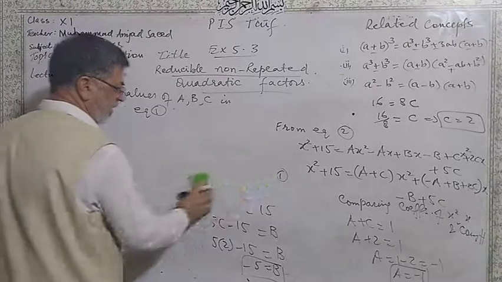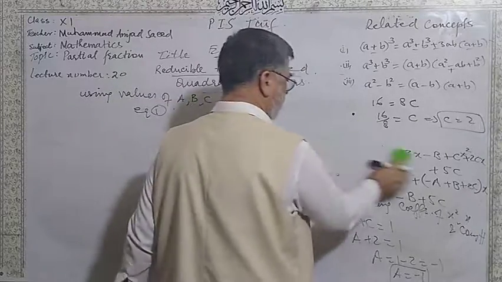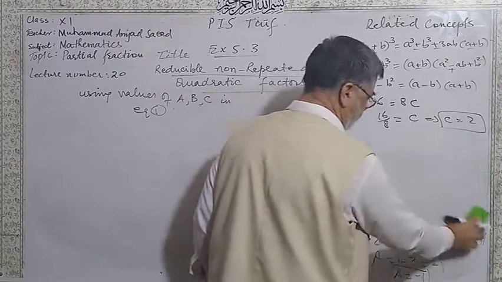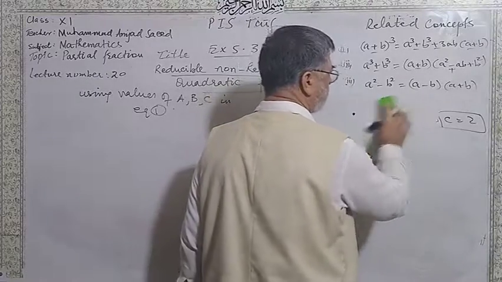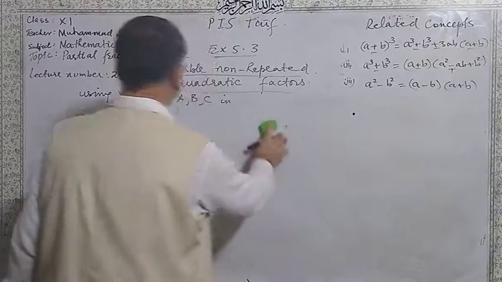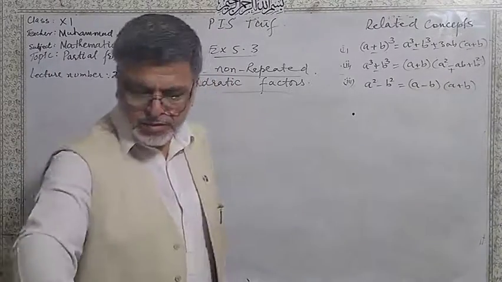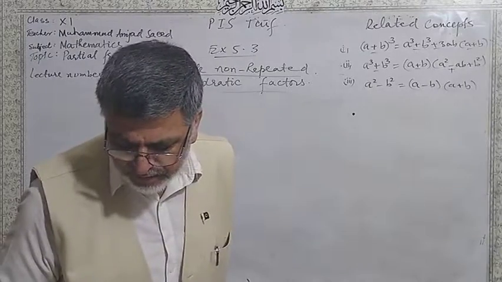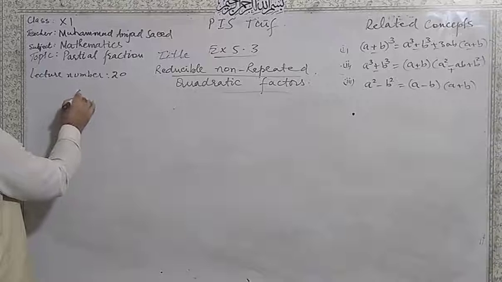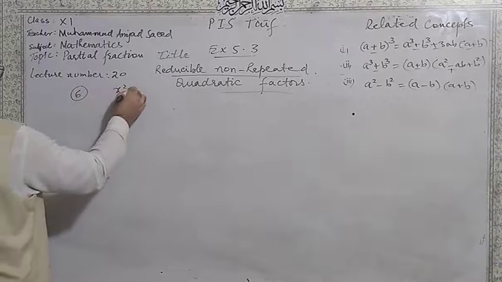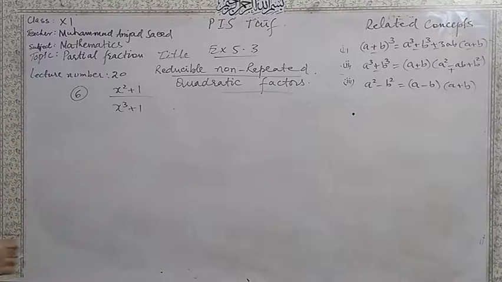I hope that you are understanding the steps. This is just revision of your 10th class chapter number 4. We did these questions there. Question number 6 is x square plus 1 over x cube plus 1.